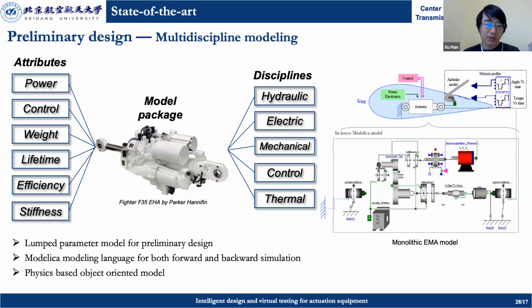And we prefer the Modelica modeling language, which can perform both forward and backward simulation, which can increase the flexibility for the simulation analysis. And the models are usually physical-based object-oriented models. This helps the models be reused in other design tasks. We don't need to build a model again and again for different design tasks. Next slide, please.